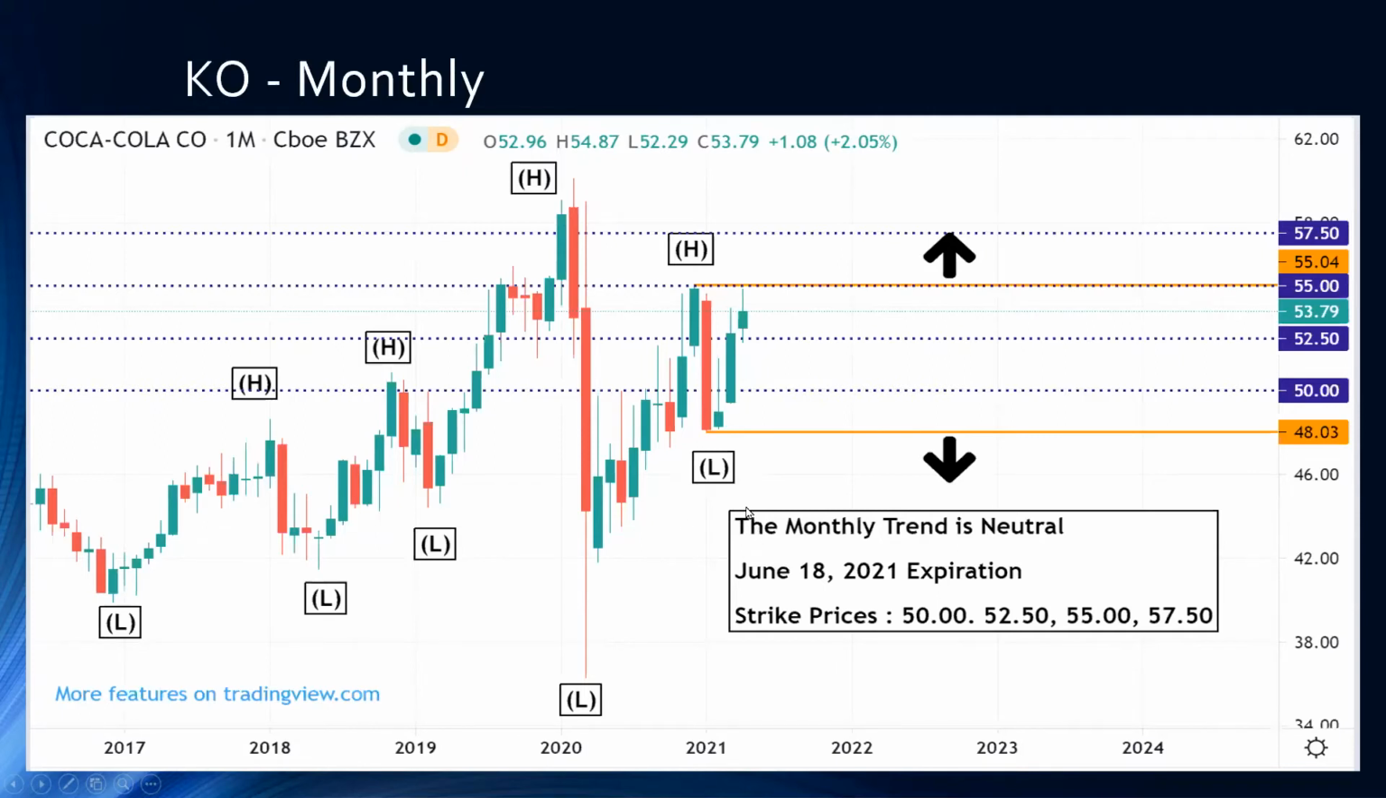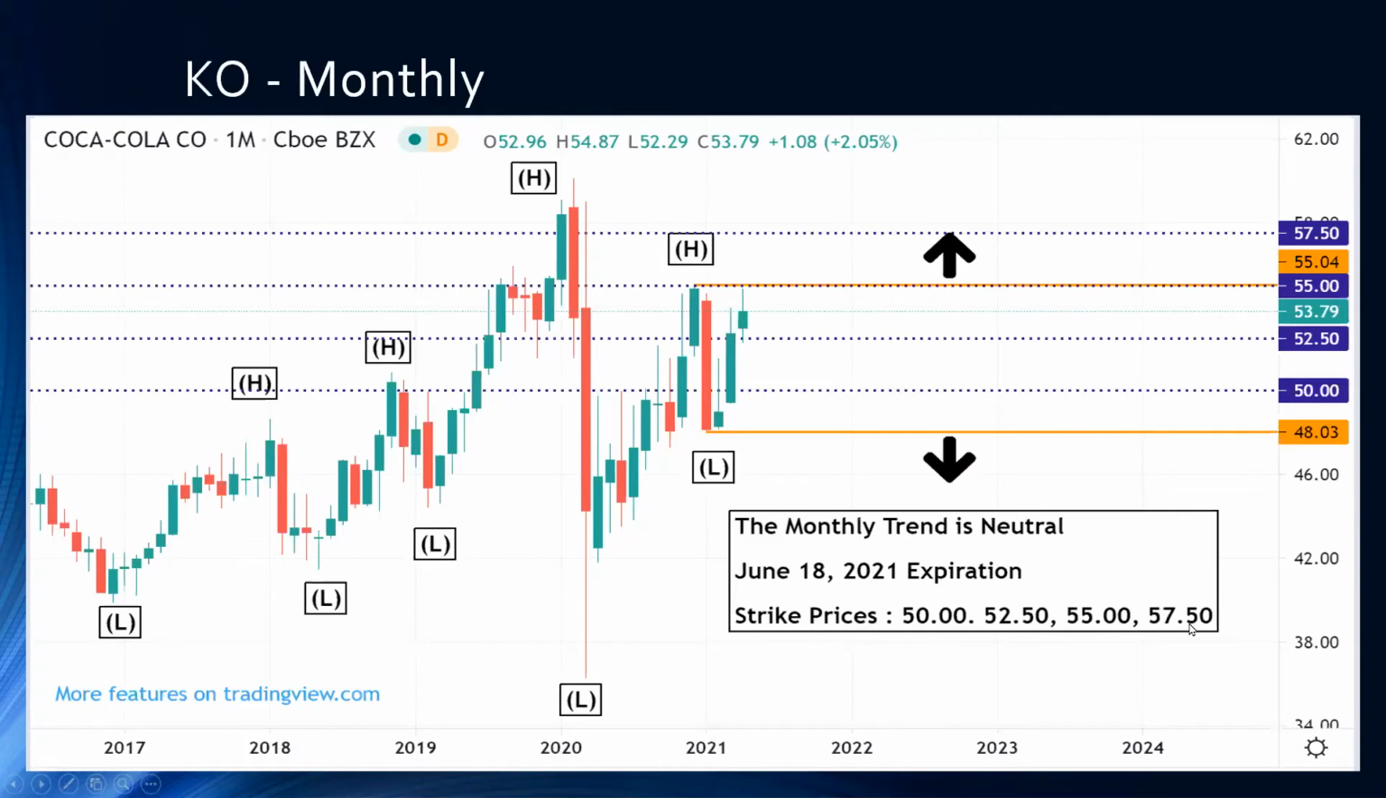So this is a monthly chart. We're looking at the June 18 expiration once again. And since the market is at 53.78, we're looking at the $50 call, the $52.50 call, the $55 call, or strike prices, excuse me, and the $57.50 strike prices.